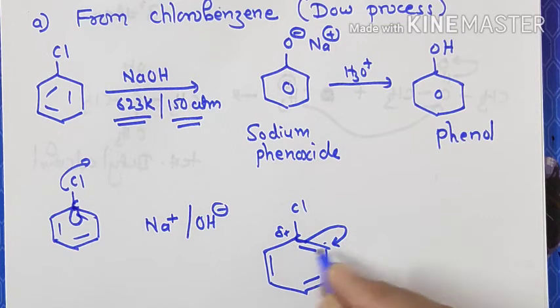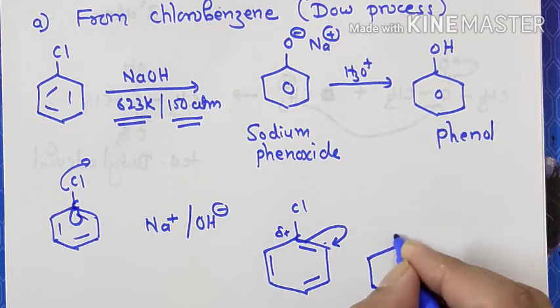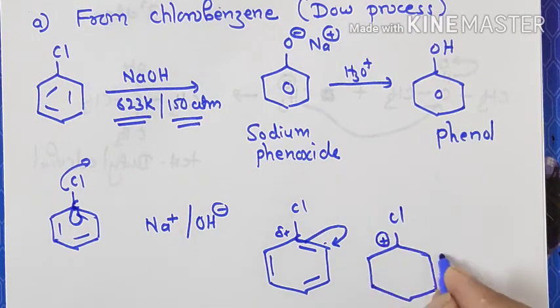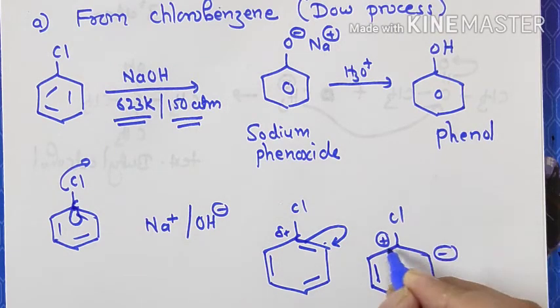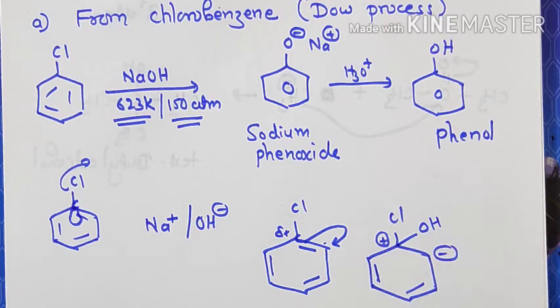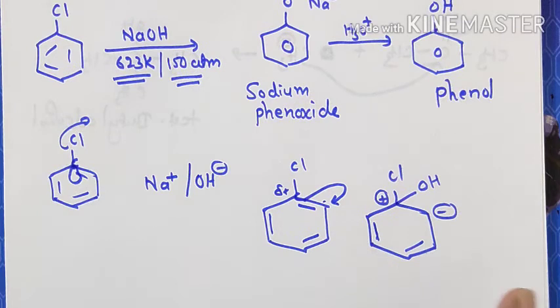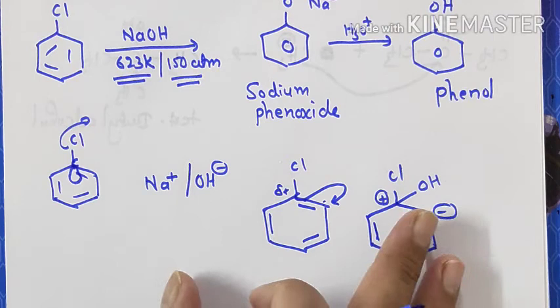When this bond breaks, something happens like this. Now this acquires a positive charge and this acquires a negative charge. Now in this extreme condition, because it is positive, OH minus comes over here and forms a bond. But now the aromatic compound has become non-aromatic. This condition is highly unstable.